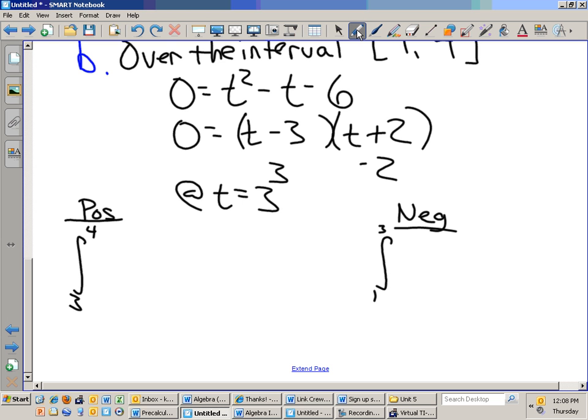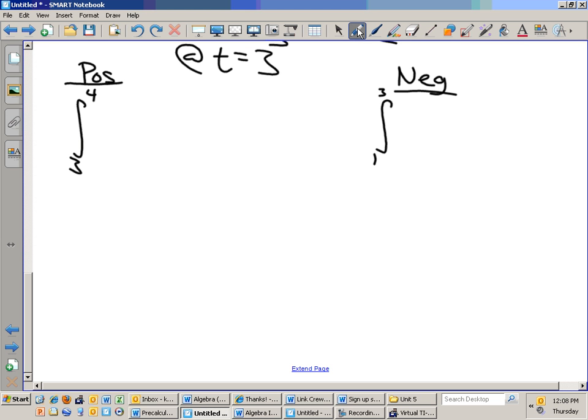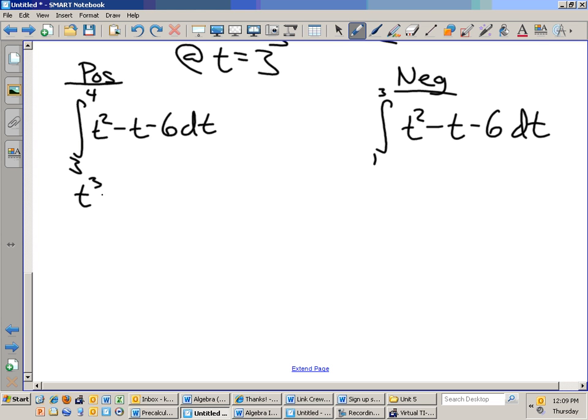So we're going to find the positive area from 3 to 4 of, again, t squared minus t minus 6 dt. And we're going to make sure that we find the absolute value of each, and that will give me the total distance that is traveled. And so this is going to be positive. We know that. So I will have t to the third minus t squared over 2 minus 6t.